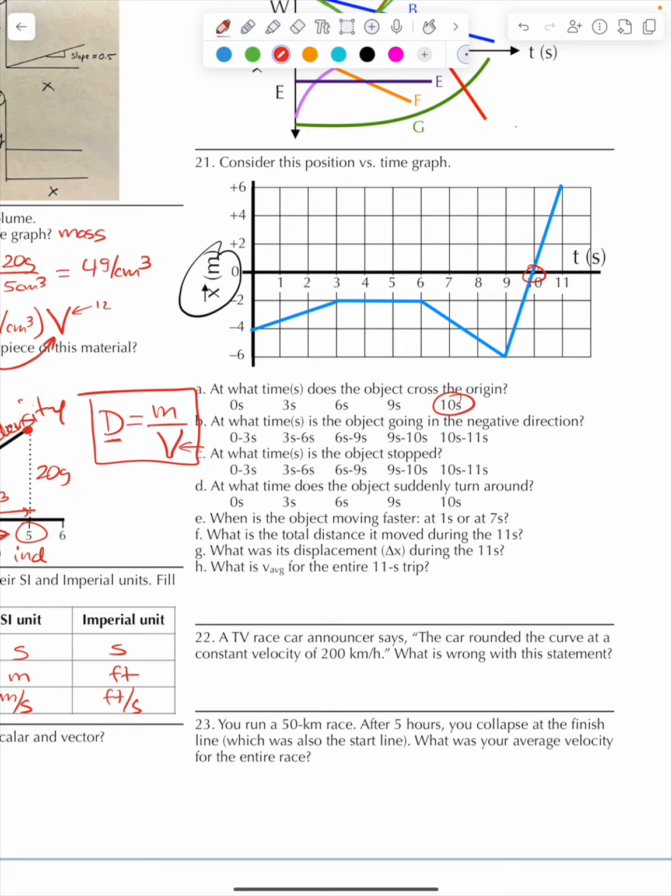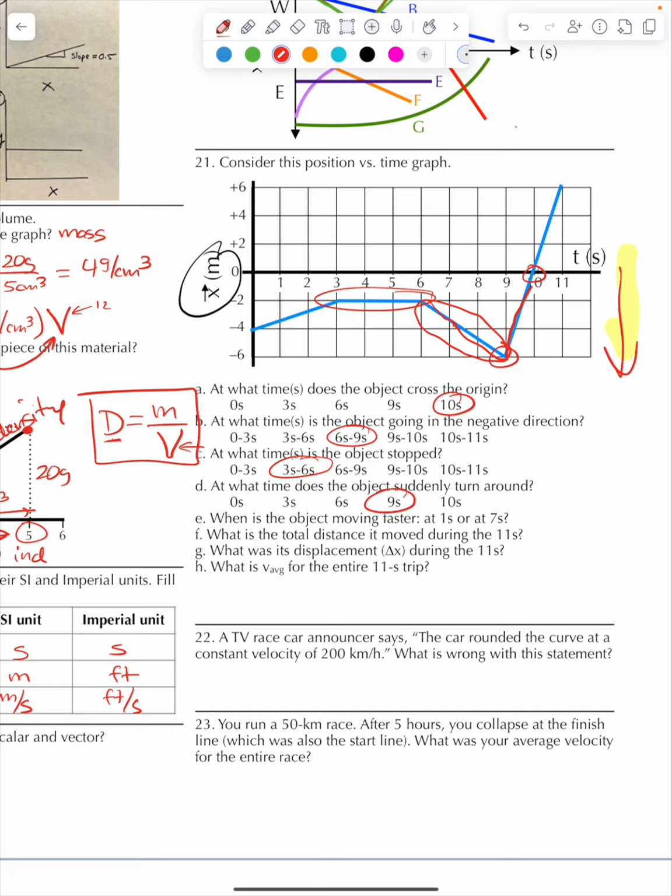At what time or times is the object going in the negative direction? So negative direction is when you're heading kind of that way, right? So only one time is that happening, and that's between 6 and 9 seconds. At what time is the object stopped? Well, that's only there, 3 to 6 seconds. Again, I'm kind of going fast, but come see me if you don't get this. At what time does the object suddenly turn around? Just right there. It was heading towards the negative direction, and then suddenly now it's heading towards the positive direction. So at 9 seconds, it suddenly turned around.